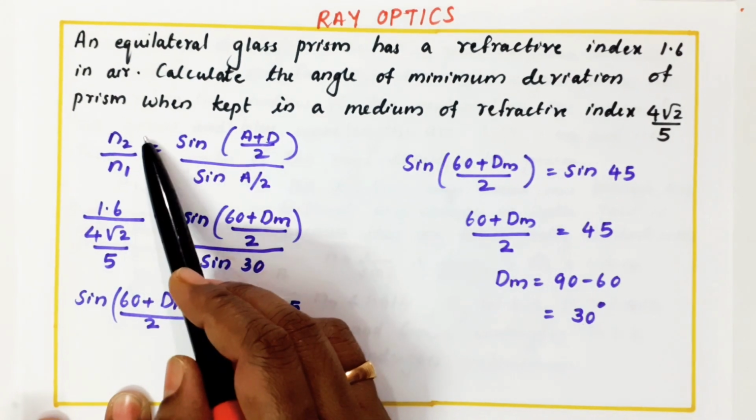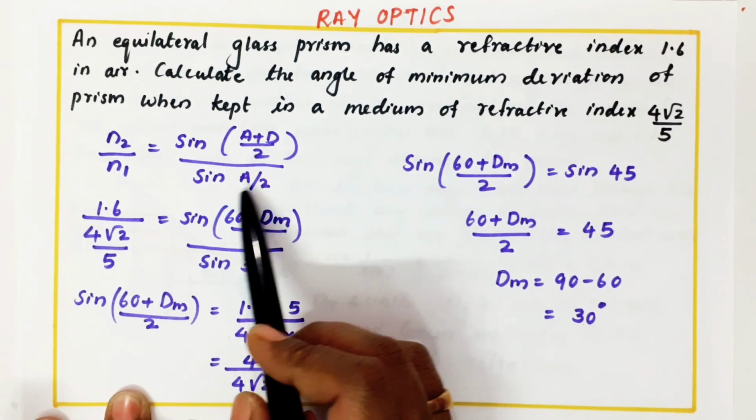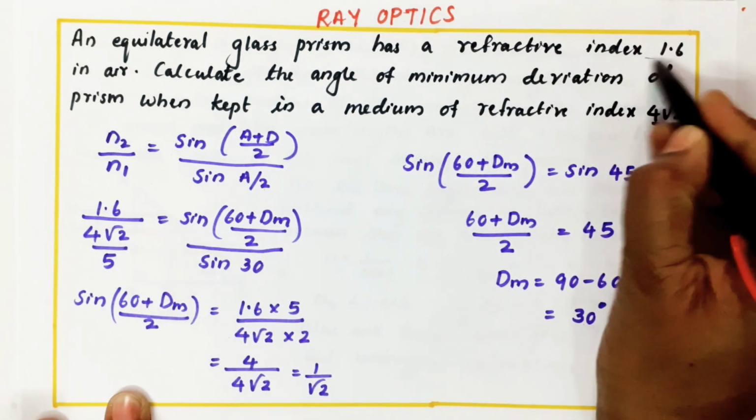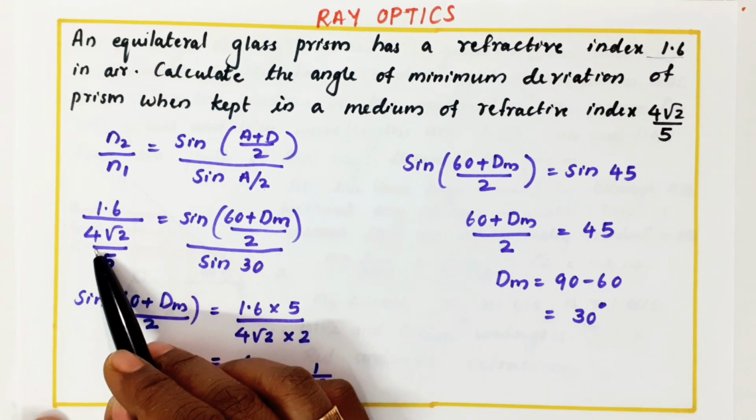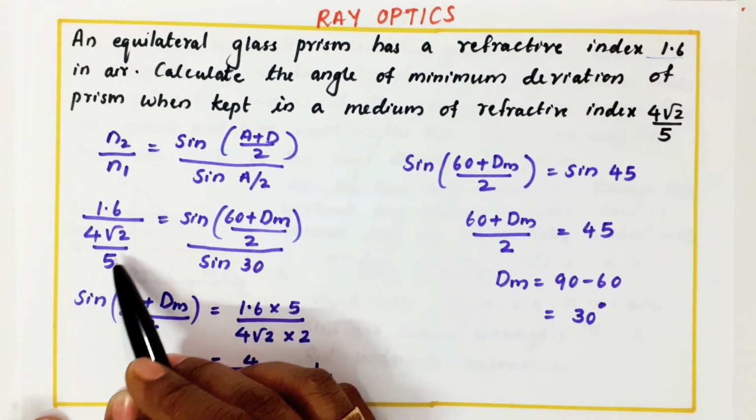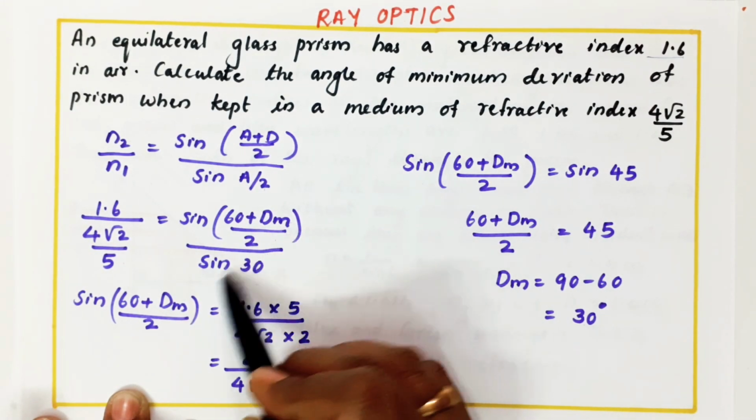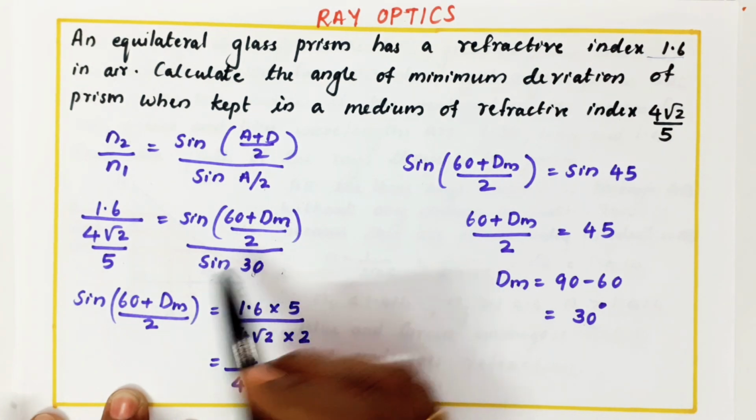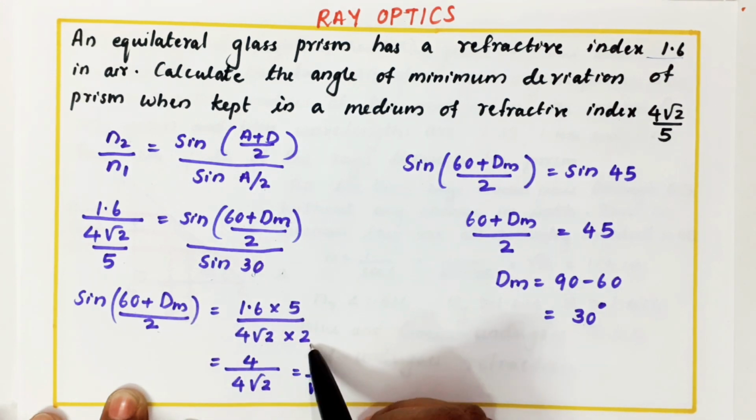So remember, I wrote this prism formula: n2 by n1 is equal to sin (A plus D) by 2 by sin A by 2. In this, n2 is the material of the prism, that is 1.6, they gave. n1 is the medium, that is 4 root 2 divided by 5. Sin of (equilateral 60 plus Dm) by 2 by sin A by 2, which is 30. Then you know sin 30 value is 1 by 2. So sin (60 plus Dm) by 2 is 1.6 into 5 by 4 root 2 into 2. 4 by 4 root 2, that is 1 by root 2.